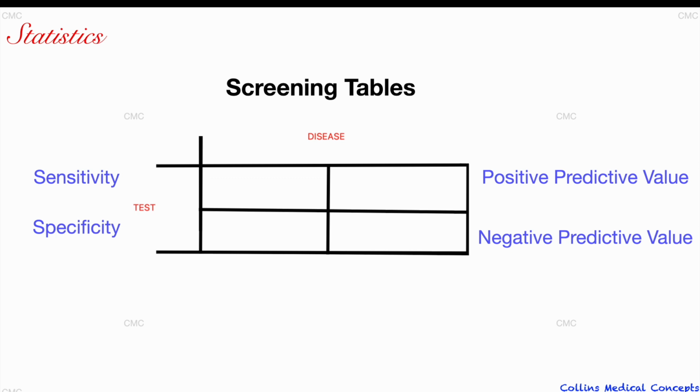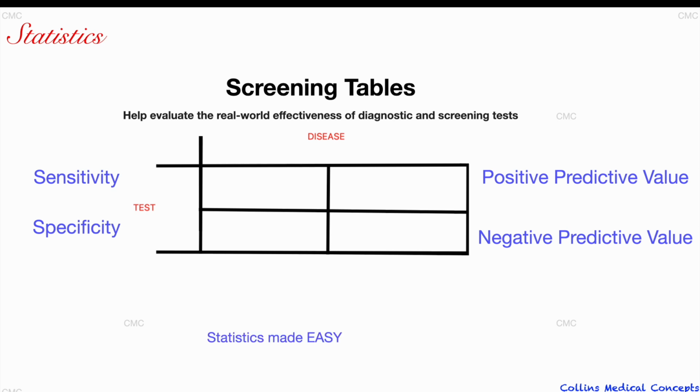Closer look at the terminologies sensitivity, specificity, and positive and negative predictive values. Understanding screening tables is crucial because they help clinicians, researchers, and public health professionals evaluate the real-world effectiveness of diagnostic and screening tests. So in this video, we'll break down these terminologies and explore easy and memorable ways of working out screening table calculations, both for exam purposes, but truly understanding the screening tables and the meaning of these terminologies will also help you better explain the limitations of the investigations we request.